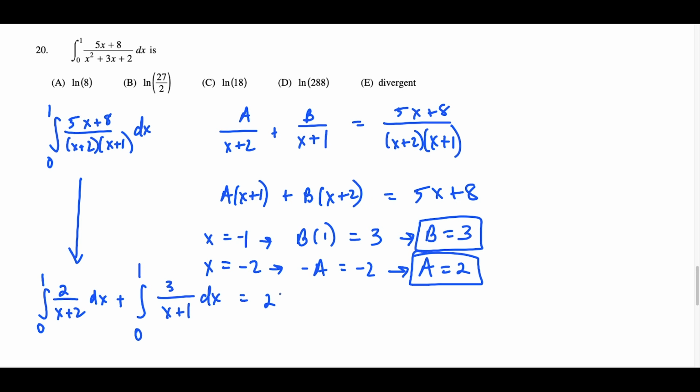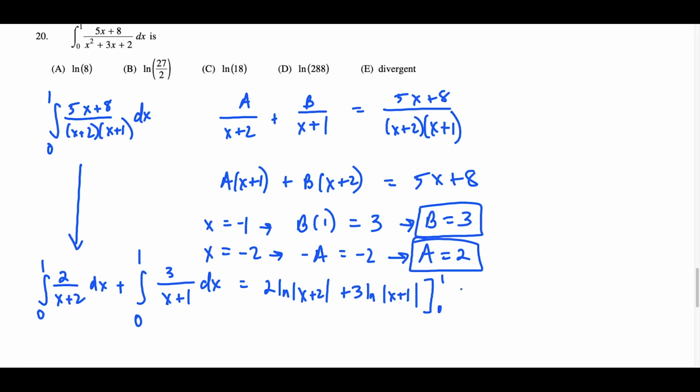And now we've got 2 natural log absolute value x plus 2 plus 3 natural log absolute value x plus 1, and this is going from 0 to 1. To work this out, all we have to do from this step is plug in the limits and subtract. So we're going to have 2 natural log, and the absolute value could go away for this part, because 1 plus 2 gives us 3. The absolute value of 3 is just 3. Plus 3 times natural log of 1 plus 1, which is 2.